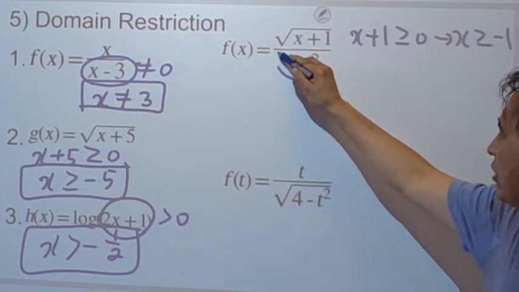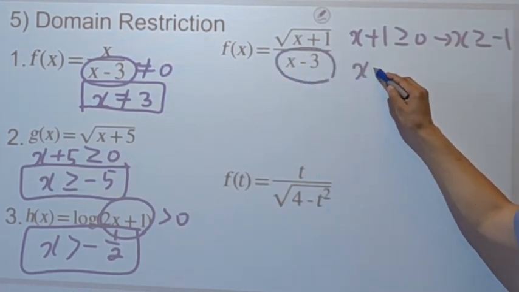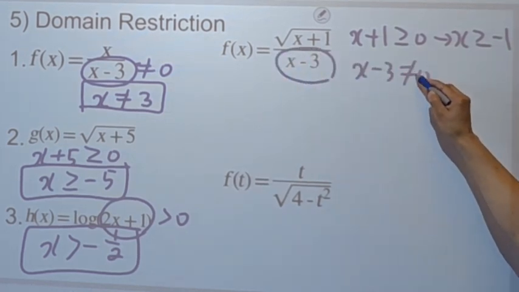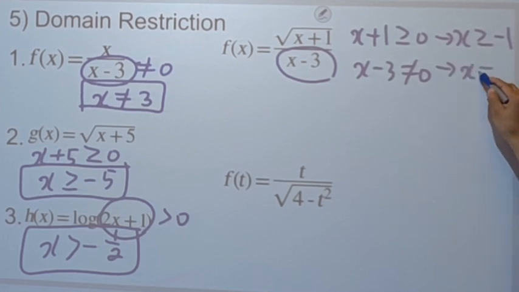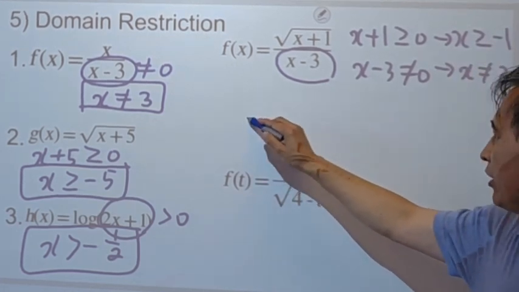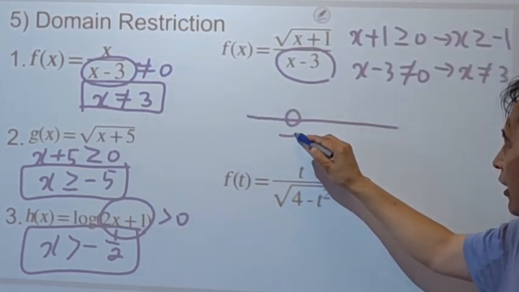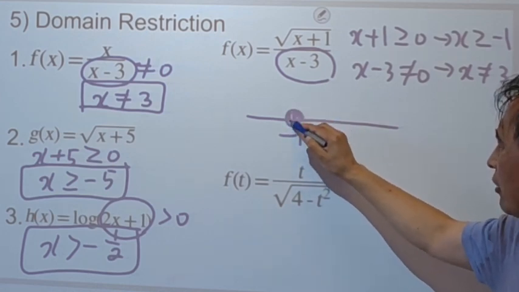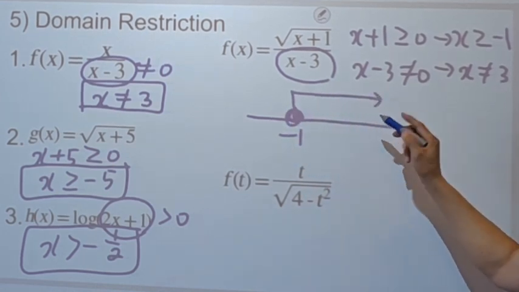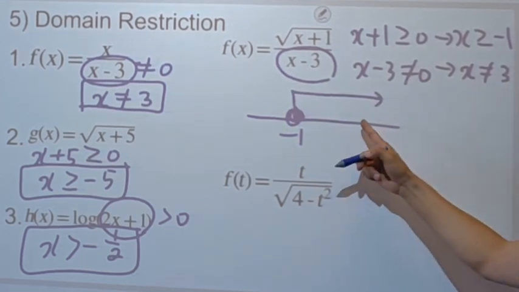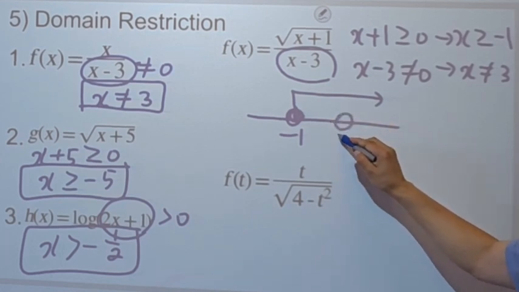And then the denominator is there, x minus 3. So x minus 3 cannot be 0, that means x cannot be 3. So I combine that together, then it's bigger than or equal to negative 1 right there. And then it cannot be 3, so 3 is not a solution, so you need to take that out.